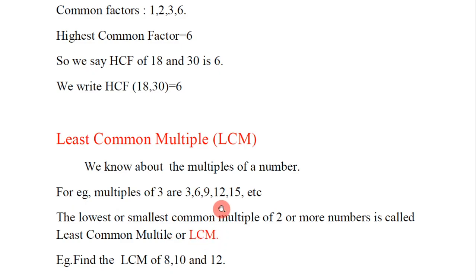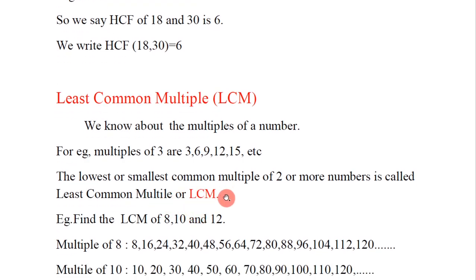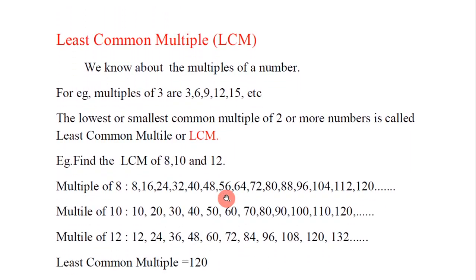LCM. That is, when we consider two numbers, we have to write the multiples of the numbers. We have to go on writing the multiples, and after some steps you will get some common multiples of both the numbers. Among those common multiples, we have to take the least one, because you will have an infinite number of common multiples. Among them, the first common multiple, which is the least, is called as the least common multiple, and it is denoted by LCM.